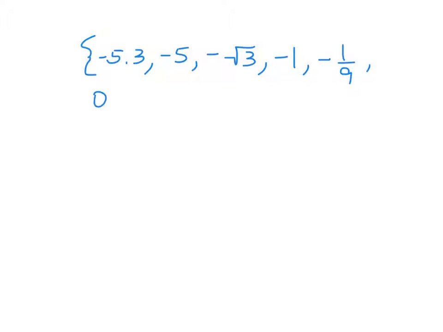Let's say your set of numbers included the following: negative 5.3, negative 5, a little bit hard to see, a second here, negative the square root of 3, negative 1, negative 1/9, 0, 0.1 with the bar over the 1, so it's repeating, square root of 5, 3, 5.9, and 7.